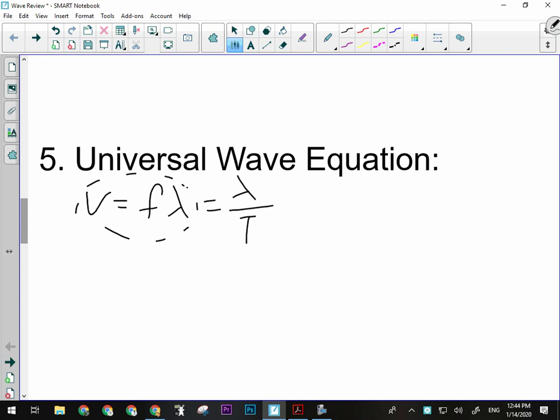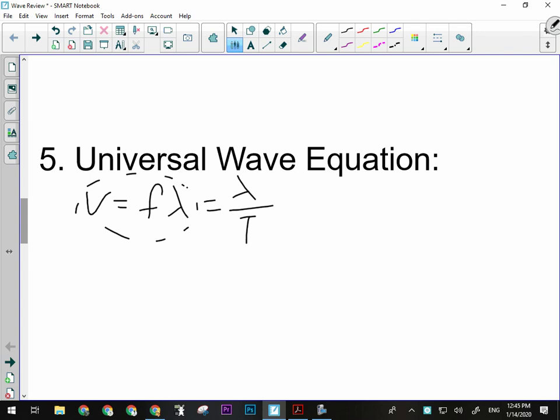So the ways that I've tested the universal wave equation are with echo questions. Those questions about, you see 8 crests, and they're traveling this far, and things like that. I'm not going to change that up. I'm going to ask you the same kind of questions on the test that I have all along. So expect to get something of that nature.